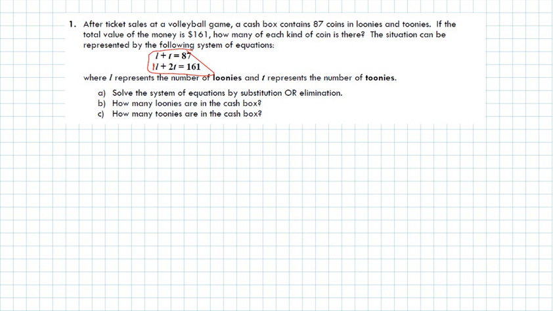Yes? Okay. So they tell us that L represents the number of loonies and T represents the number of toonies. Remember when we used to have to do this? We had to do a let statement, and we had to say let L be the number of loonies and T be the number of toonies, right? But this is already done for us, so it's easy.